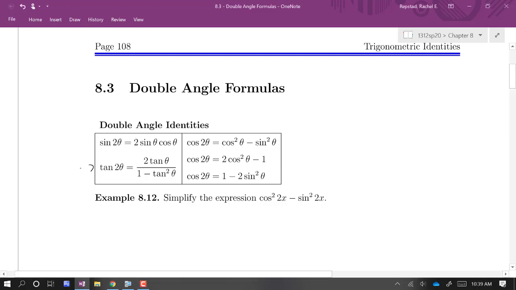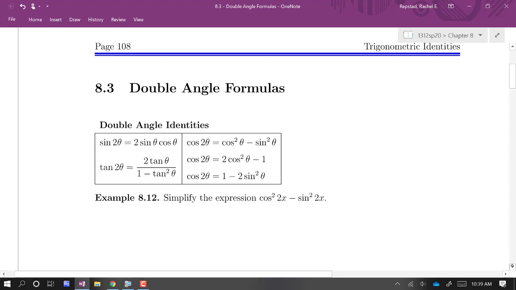We have one for tangent here that tells us how we find tan of 2 theta based on the values of just tan theta. But then look over here for cosine. There's actually 3 versions. They're all equivalent to each other, right? They're all equal to cosine 2 theta. You could, in fact, show that they're all equal if you start with the top one and just use the Pythagorean identity to either replace the cosine squared term or the sine squared term. You'll be able to arrive at each of the other 2 versions of the double angle formula for cosine.